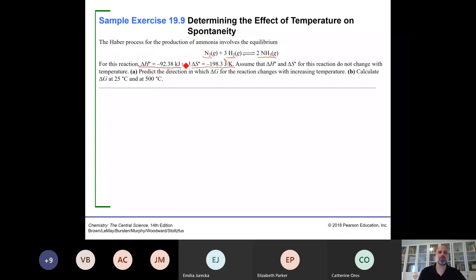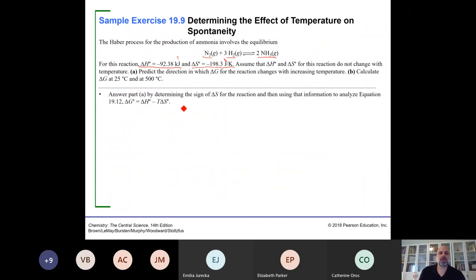Now recognize again, there's a difference: one is in joules and the other is in kilojoules, so we're going to have to make a correction for that. And assume that delta H and delta S for this reaction do not change with temperature. We've shown before that they do change slightly, but we're going to make the assumption they don't. Then we're going to predict the direction in which delta G for the reaction changes with increasing temperature. And then we're going to calculate delta G at 25 degrees Celsius and at 500 degrees Celsius. So we're going to go through first just A and predict.